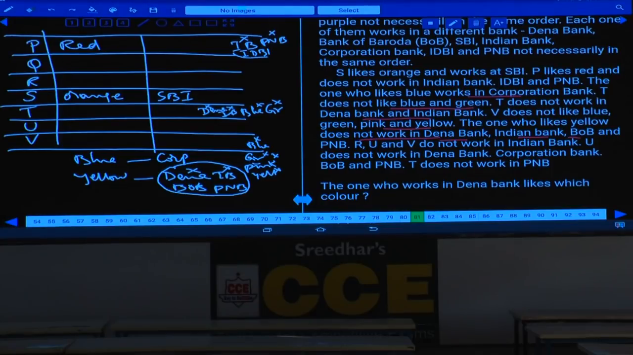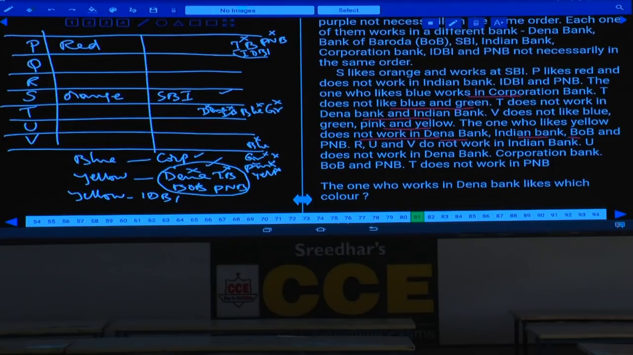Now how many banks are there? In total we have 7 banks. The person who likes yellow is not working in any one of these 4 banks, so they were ruled out. Yellow does not work in SBI as well, because the person who likes orange works in SBI. 5 banks were ruled out. And the person who likes blue works in Corporation Bank. 6 banks were ruled out. Then what is the only bank left over here? IDBI. Hence the one who likes yellow works in IDBI.